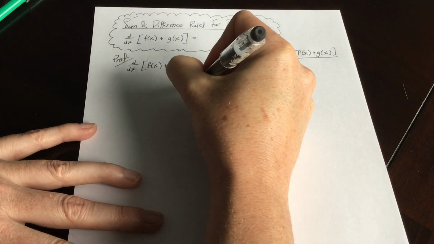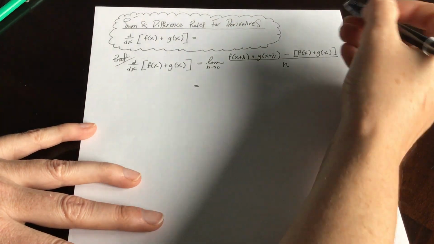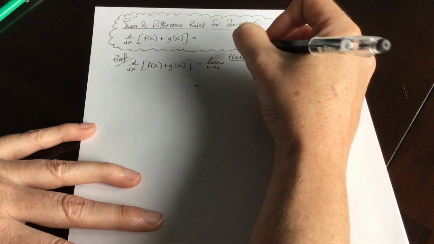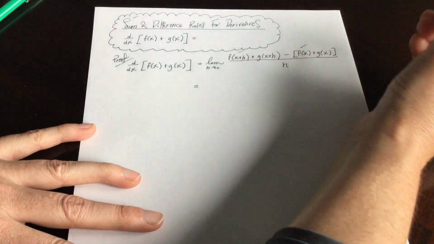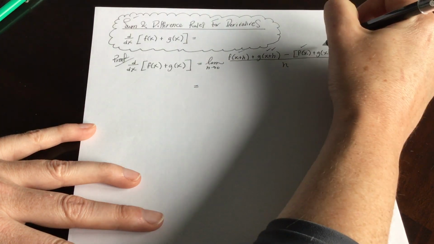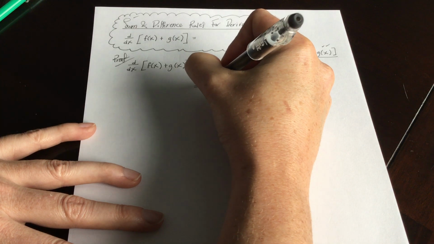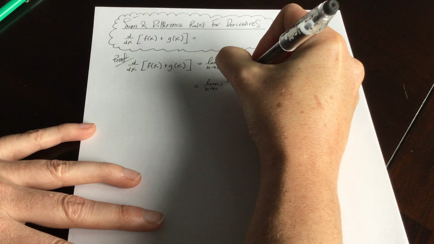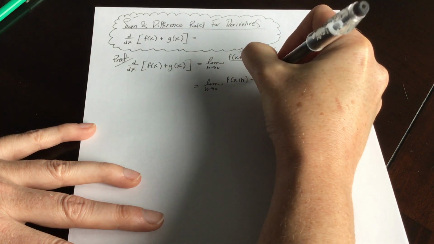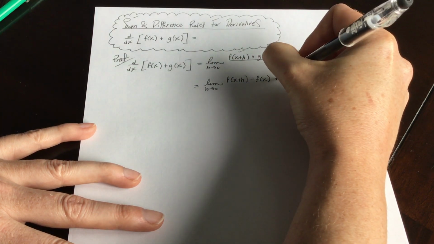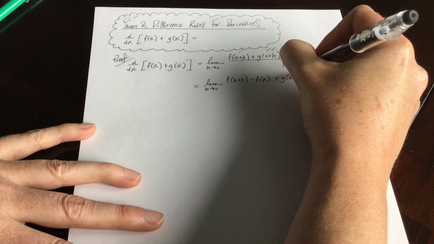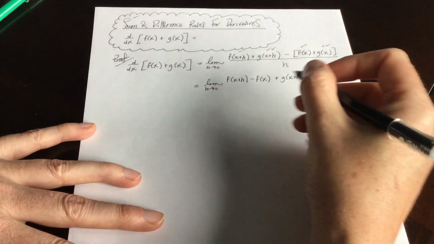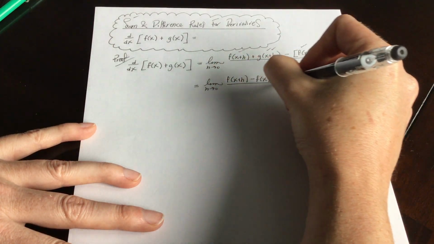h. Okay? Now, from here, we would distribute the negative in, and then I'm also going to regroup things. So the f stuff is all together, and then the g stuff is all together. So I'm going to rewrite it as the limit as h goes to 0 of f of the quantity x plus h minus f of x plus g of the quantity x plus h minus g of x. Notice it's minus because you'd have to distribute the negative in. And then it's all over h.